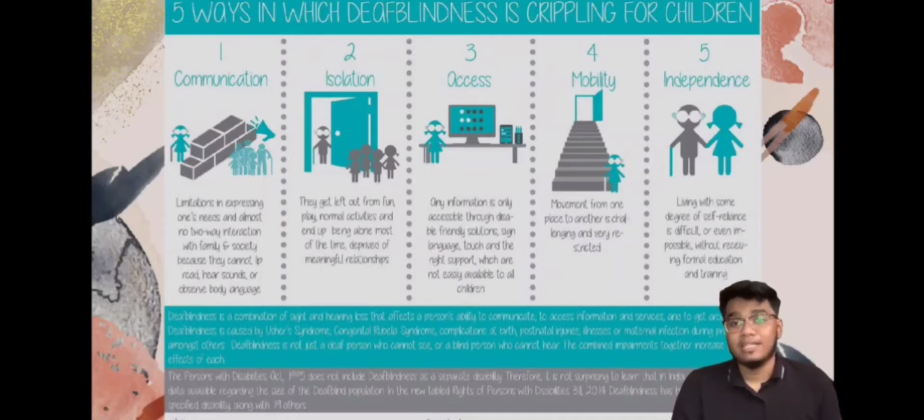The third one would be access. Information is only accessible through disabled-friendly solutions, which are not easily available to all the children, and thus normal children wouldn't be able to understand disabled children's feelings. Fourth, mobility. Movement from one place to another is challenging and very restricted. Fifth, independence. Living a lifestyle depending on someone, which is the only possible way for them to lead their lives.